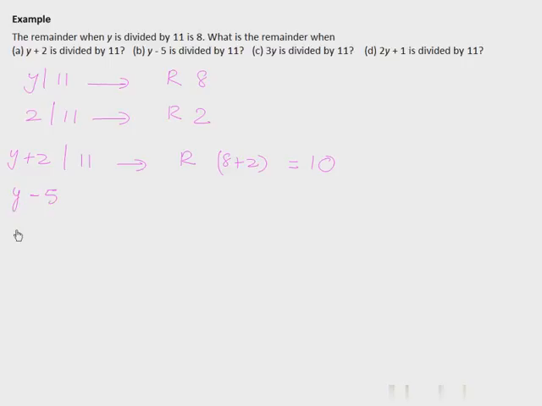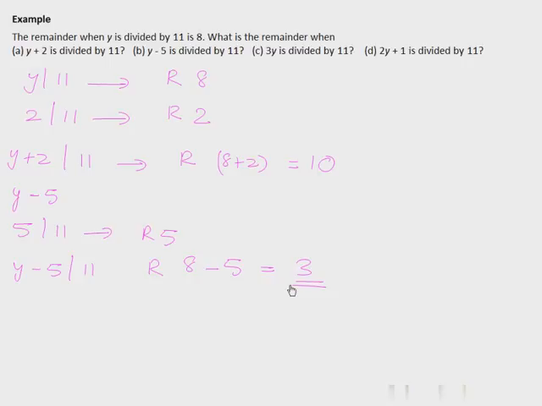How about y minus 5? To do y minus 5, I need to find out what the remainder is when 5 is divided by 11. Well, it's 5 because 5 is less than 11. So when y minus 5 is divided by 11, the remainder will be the difference of the remainders. So it will be 8 minus 5 equal to 3.